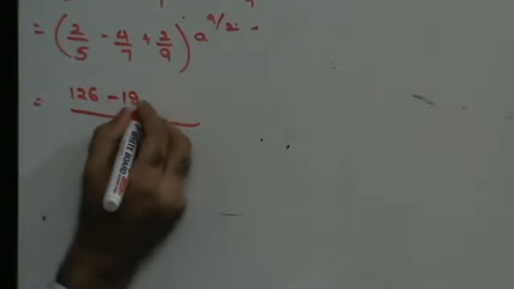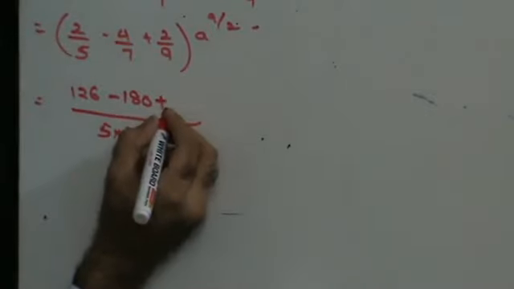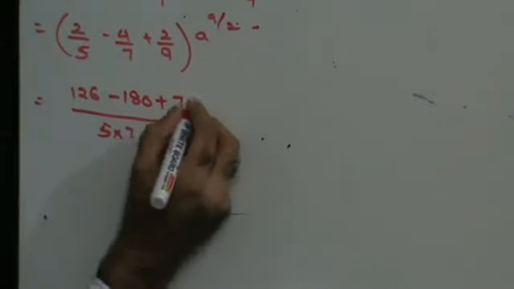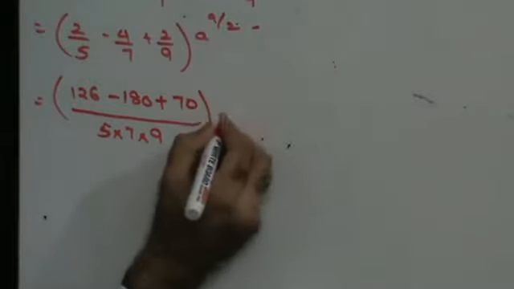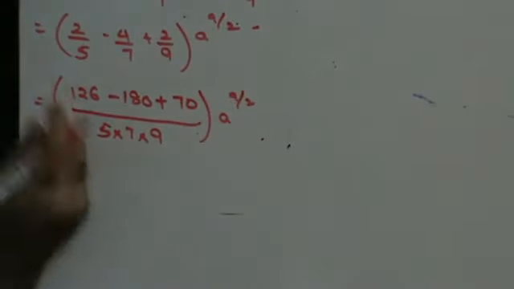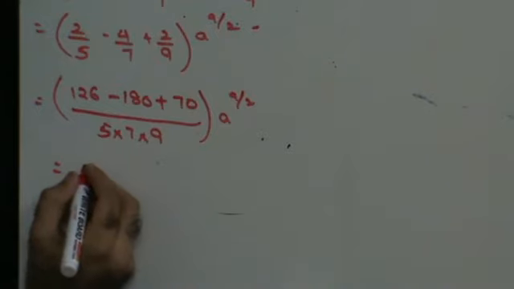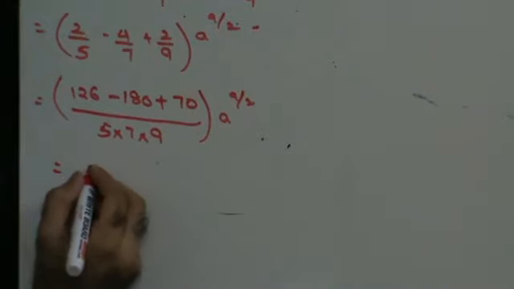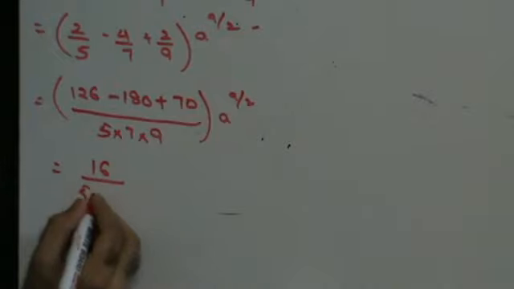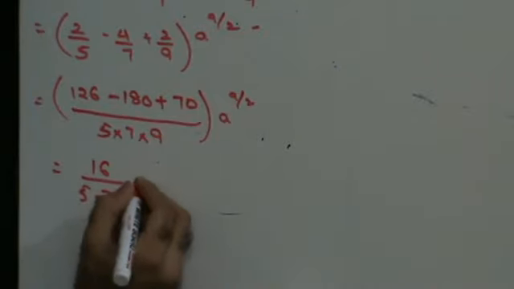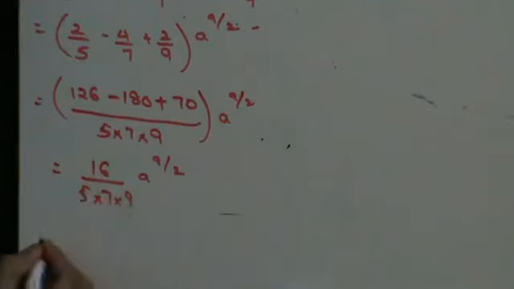126 minus 180 plus 7 fives are 35, 70. A raised to 9 by 2. So this can be written as 126 plus 70 is 196, minus 180, so 16 upon 5 into 7 into 9, a raised to 9 by 2.